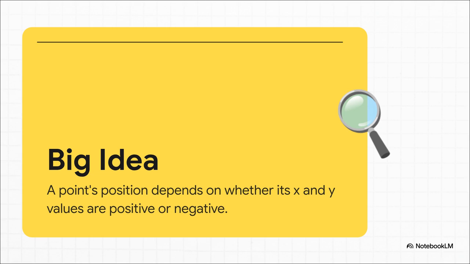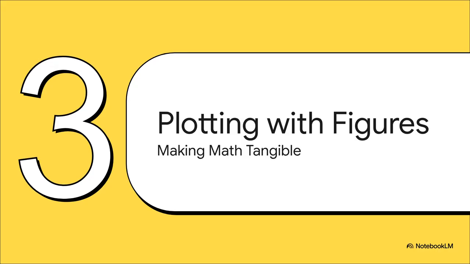If x is positive, you go right. If it's negative, you go left. If y is positive, you go up. And if it's negative, you go down. It's as simple as that. Now here's where things get really creative. To make all this abstract math feel more real, more tangible, the lesson uses key biblical figures. Let's see how it looks in action.